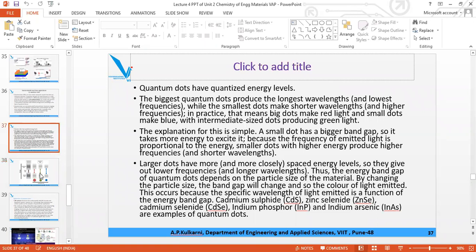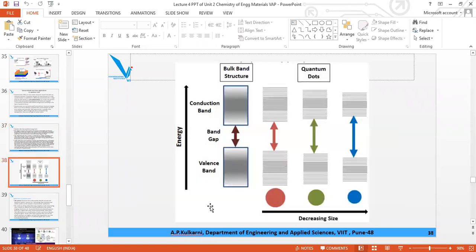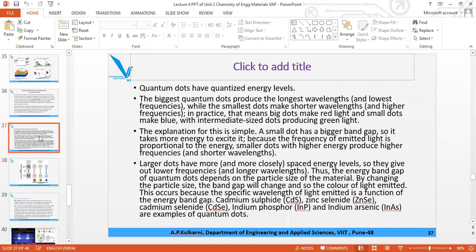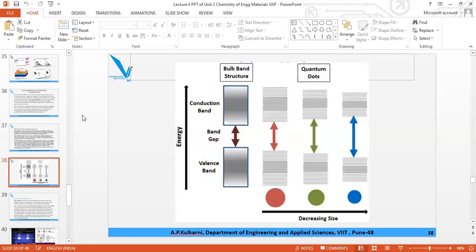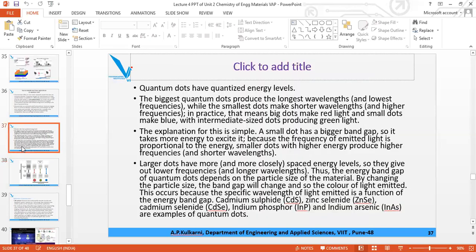See here, the biggest are there. Their band gap is lowest, so they produce longer wavelength. Low energy means highest wavelength, while for the smaller dots, as we have seen, higher energy is required, so they give shorter wavelength. So that is the principle.